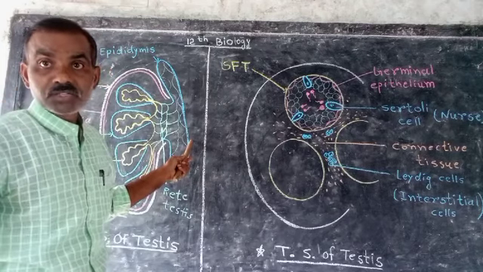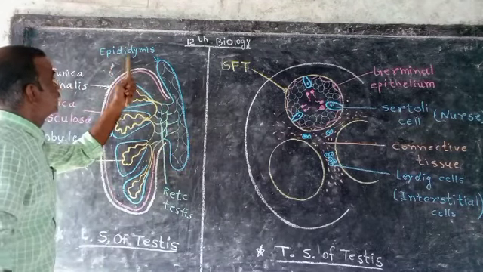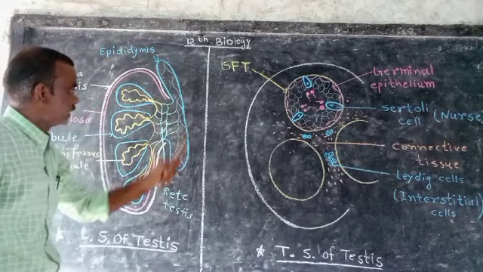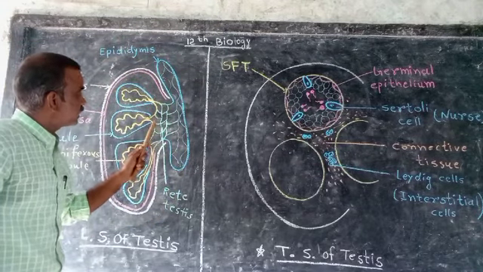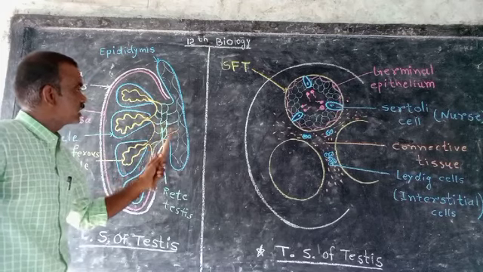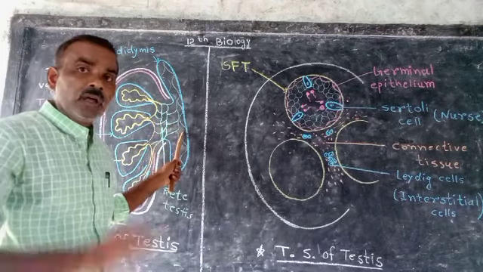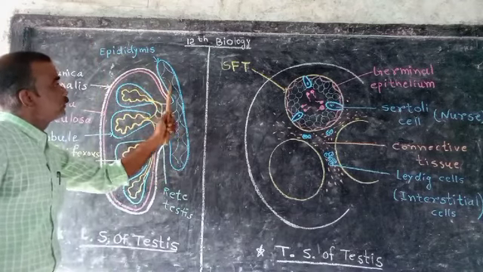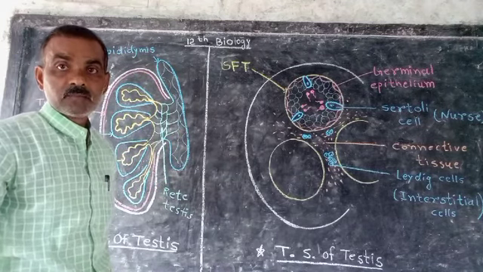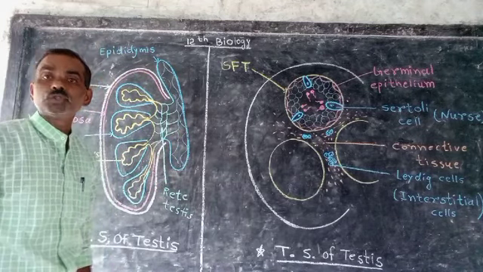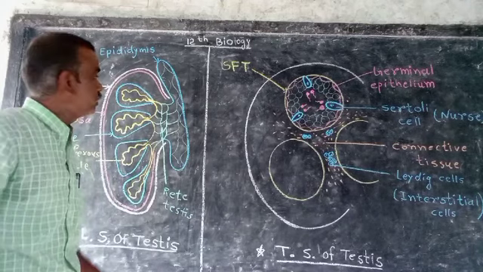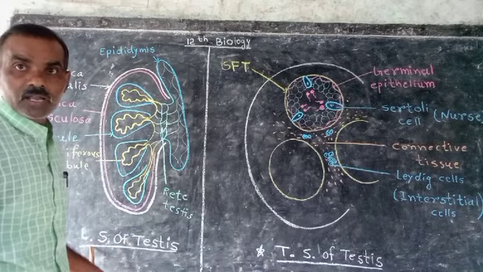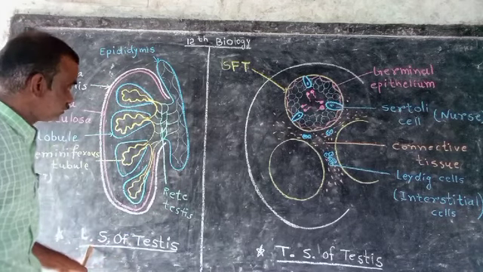Which is the temporary storehouse of the sperm? That is the epididymis, present above the testis. From the rete testis, sperms are collected in the epididymis and stored temporarily. So the epididymis is called the temporary storehouse of the sperm. Now that is about the longitudinal section, LS, of testes.